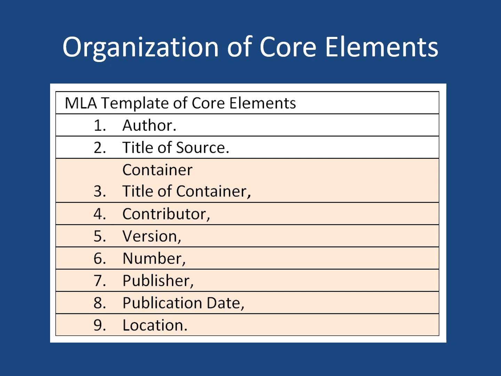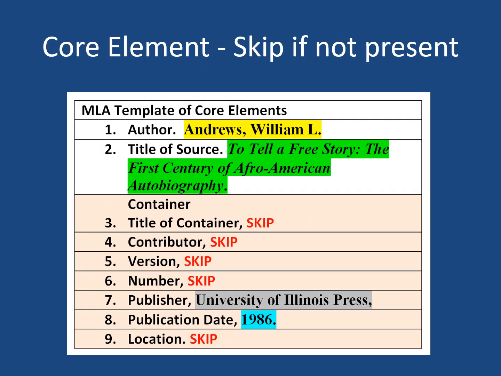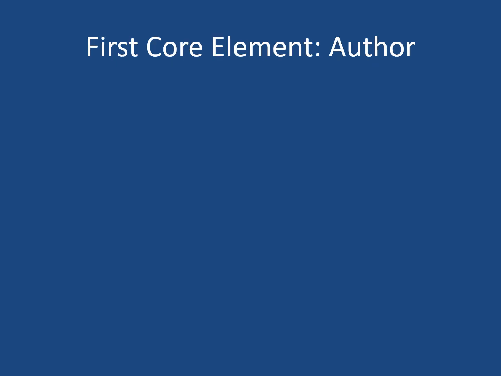The core elements are organized in specific ways. The organization is determined by MLA, or the Modern Language Association. If certain pieces of information or core elements are not provided, skip and move ahead to the next core element. The first core element is the author.